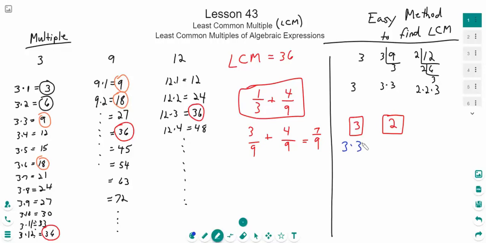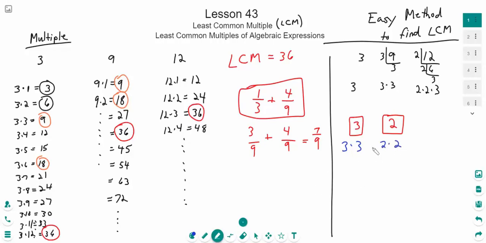All right, we're going to use two 3s because that's the most that was used in any of these three. All right, 2s. Well, this one doesn't have any 2s. This one doesn't have any 2s. This one has two 2s. So the most 2s we see in any one number are two. So we're going to use two 2s as well.